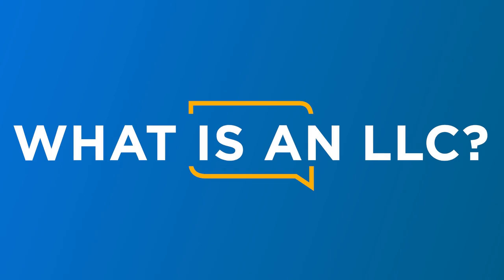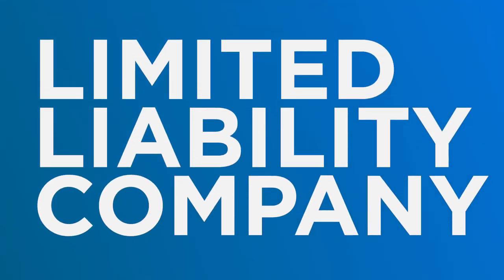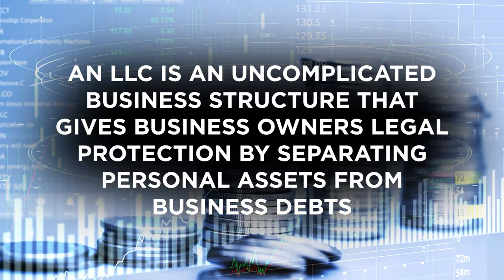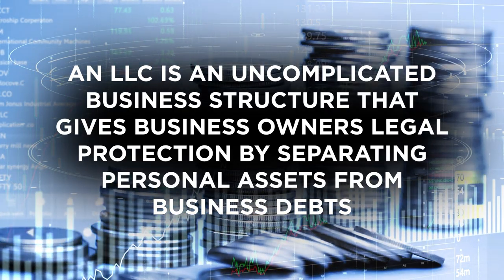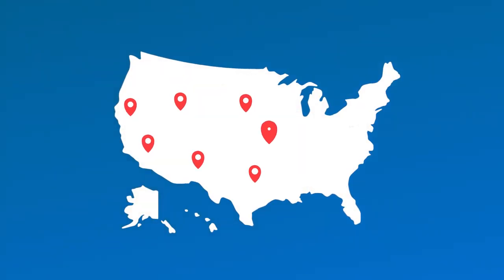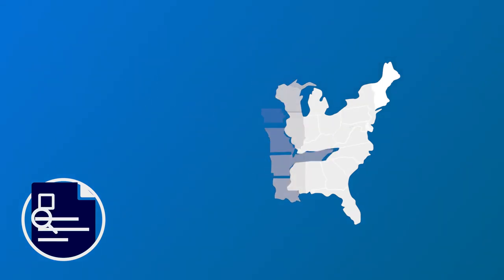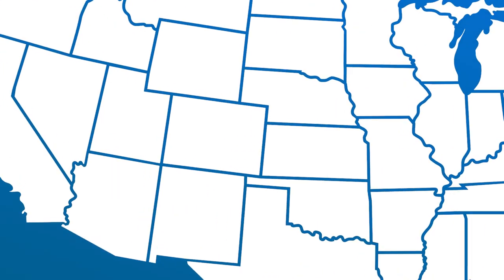Before we begin, let's quickly define what an LLC is. An LLC stands for Limited Liability Company and is an uncomplicated business structure that gives business owners legal protection by separating personal assets from business debts. Creating an LLC can get complicated depending on where you're based, as the process differs from state to state. To avoid any missteps, follow along as we show you how to form an LLC in Colorado.